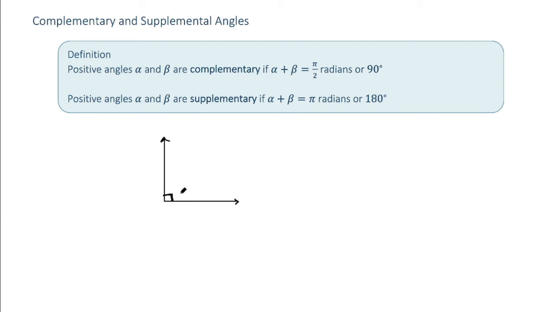So really what we're doing here is saying, maybe I have this angle here, and I add that to this angle here. You add those together, and those are complementary angles because they get to 90 degrees.